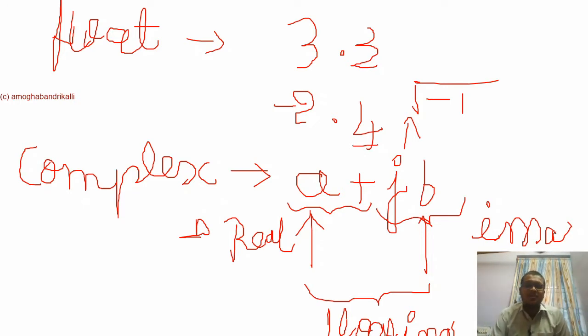Usually in programming we won't think of complex number coding, which is in the format of a plus jb. a is the real part and jb is the imaginary part. a and b hold the float data type, and j is the square root of -1. So these are the three numerical types that Python supports.